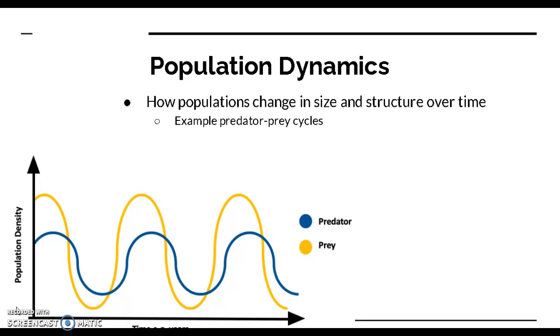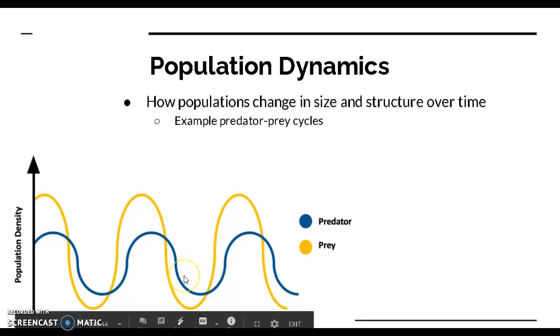One interesting area of study when you look at populations is population dynamics, and this is how populations change in size and structure over time. The example that we're going to look at in class, and we'll talk about this more in class, are predator and prey cycles.